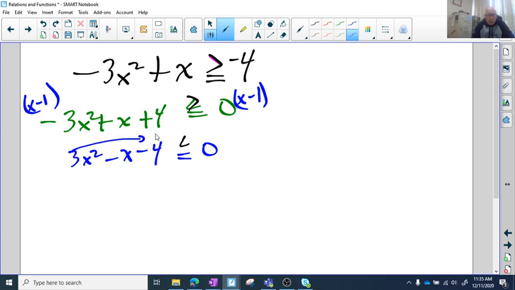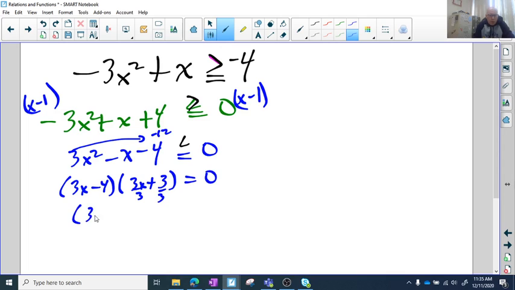3 times negative 4 is negative 12. Hard trinomial, I want to get negative 1 in the middle, so I'd go negative 4 plus 3. Remember, I'm finding the zeros, so I'm just going to go equal 0 here for a moment. Divide by 3, divide by 3. 3x take away 4, x plus 1 equals 0. So x could be 4/3 or x could be negative 1 would be my zeros.